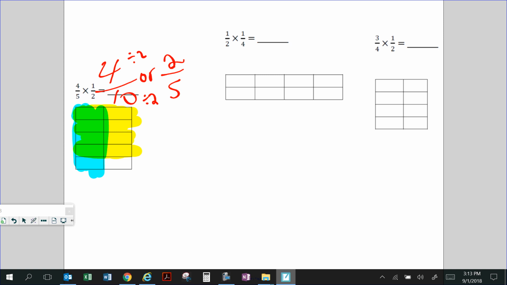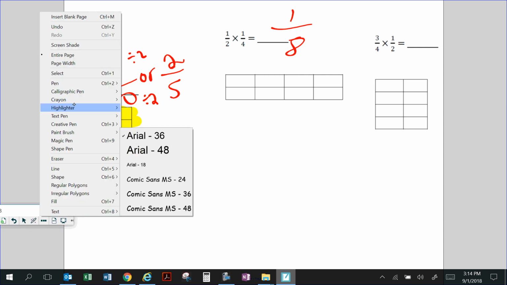Anybody can predict what fraction of this will overlap? Anybody have a prediction? What's half of 1/4? So if you have 1/4 of this shaded and half of it will be shaded again, anybody have a prediction? Some of you may say 1/8, because I will have someone who says that. Let's prove why it is 1/8.